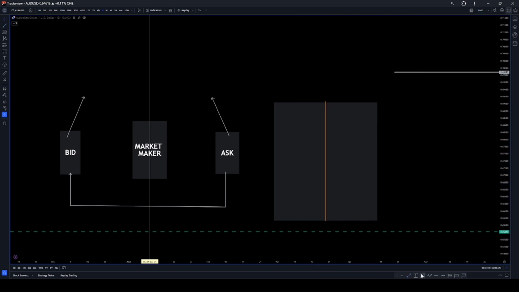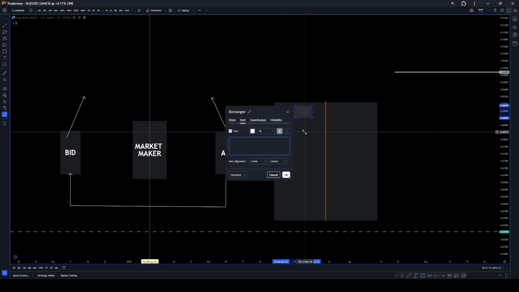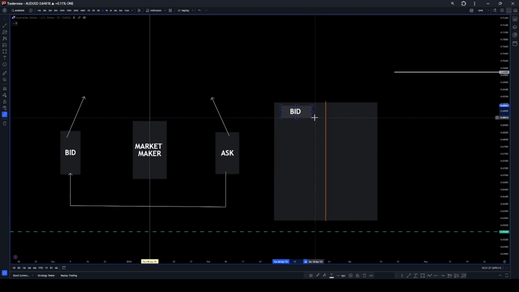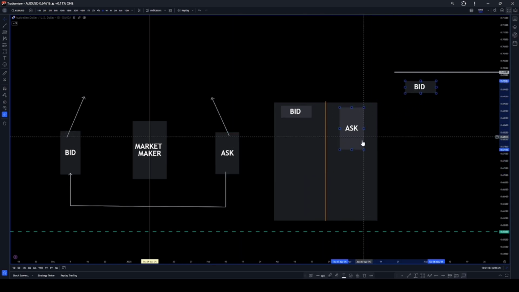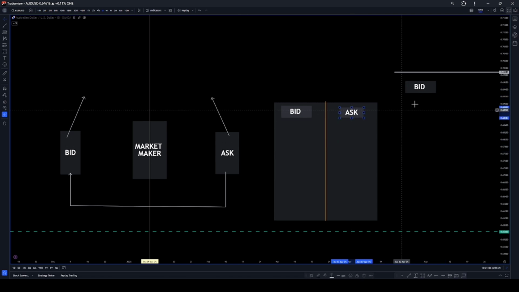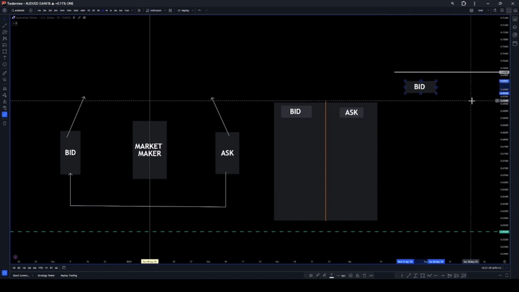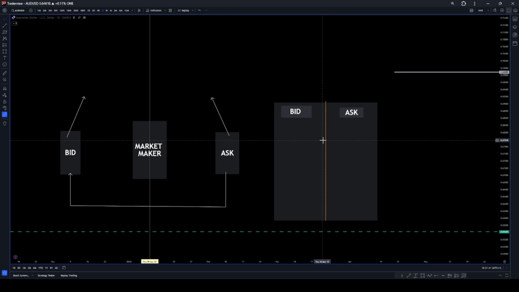We can call this part the bid side, and then we'll call this side the ask side. Whenever there are bidding offers coming in, they will be recorded on this side. Whenever there are asking orders coming in, they will be recorded on this side.